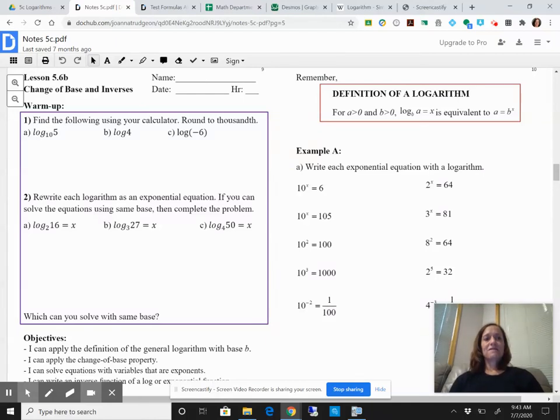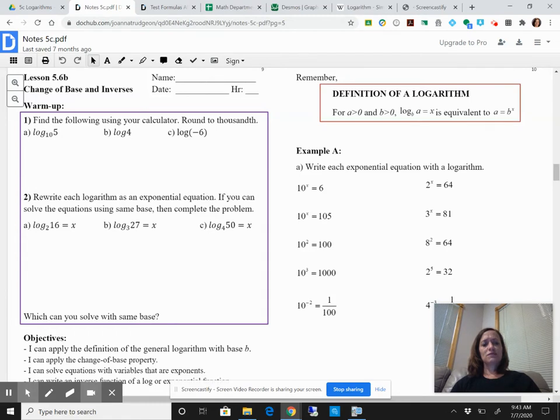This is lesson 5.6b, and the main part of this lesson is this new change of base thing, and we're going to be solving some more logarithm problems today.